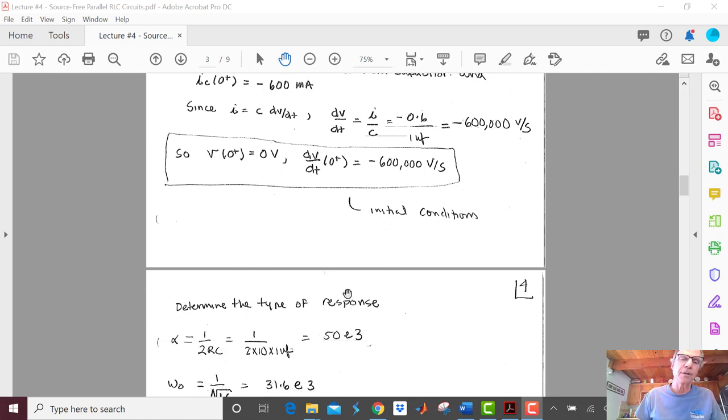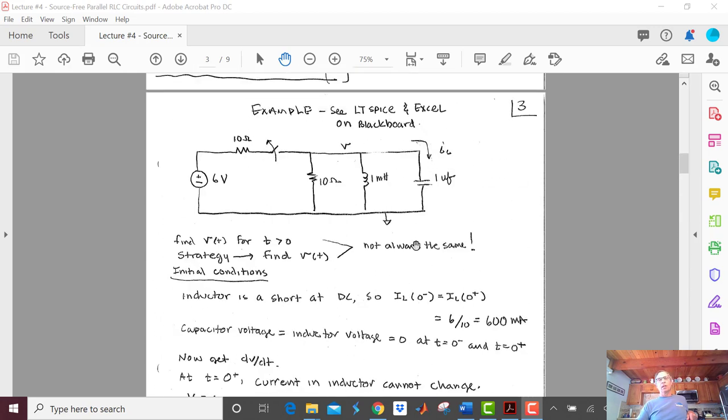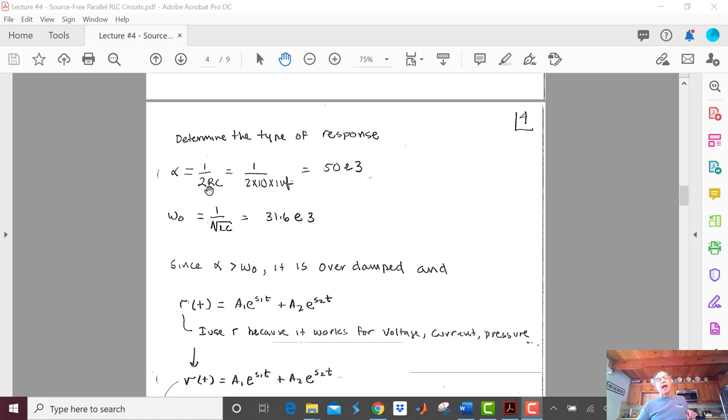So now let's determine the type of response. I show here alpha is 1 over 2 RC, but I kind of skipped a step. I need to figure out what kind of circuit I'm working with. So at t equals 0 plus, this is open, and all I'm left with is this, and I see the resistor and the inductor and the capacitor in parallel, and I go, that is a parallel RLC circuit. What does that tell me? That tells me which formula to use for alpha, because remember, those toadstools are a little different. So I throw in my formula, and I get alpha equals 1 over 2 RC, and that formula right there, that's on your cheat sheet.